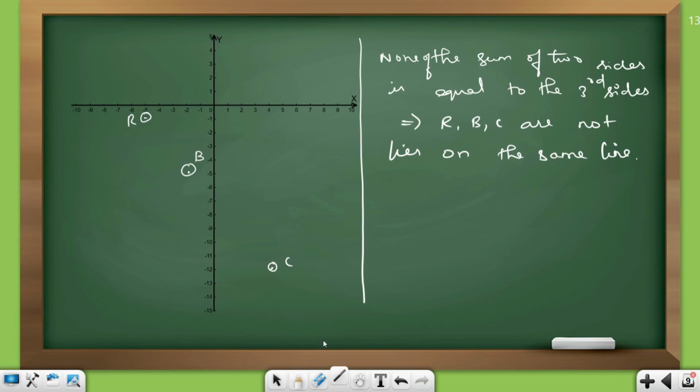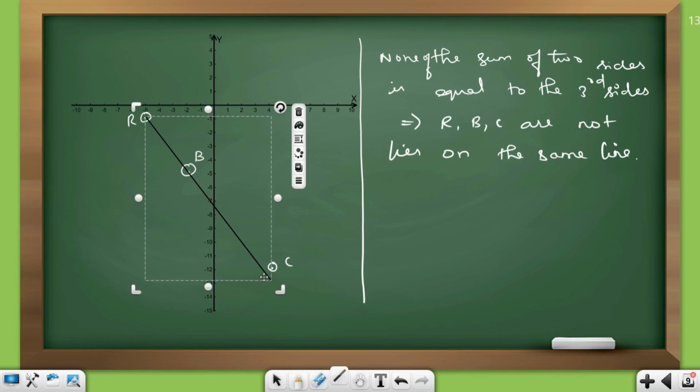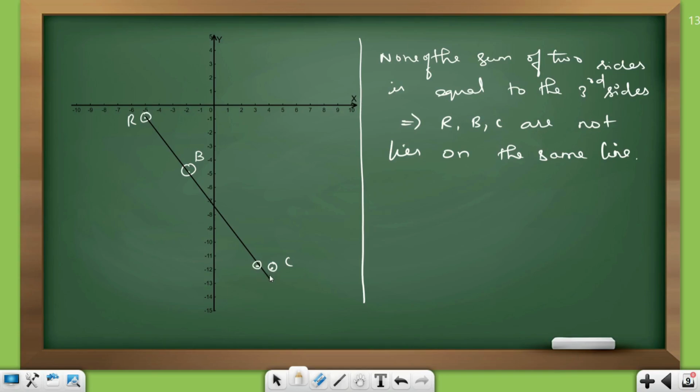Now let's check whether these 3 points are located on the same line. Let's connect our R and B, then extend and see whether... no, I don't think they are located on the same line. See here. The point 3 comma 12 may lie on the same line, but 4 comma 12 doesn't lie on the same line. So we are getting the same answer here.